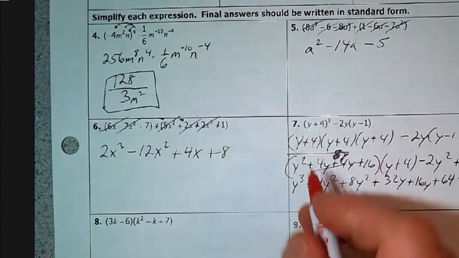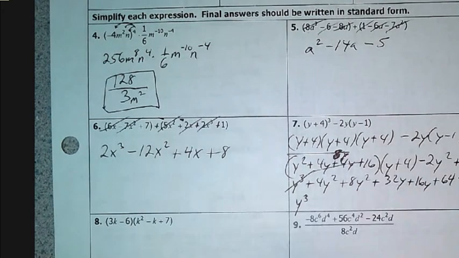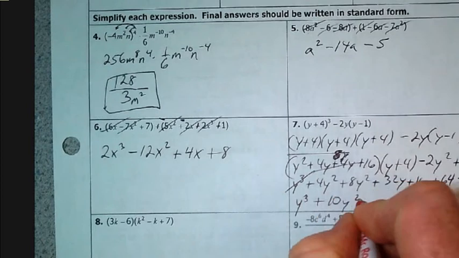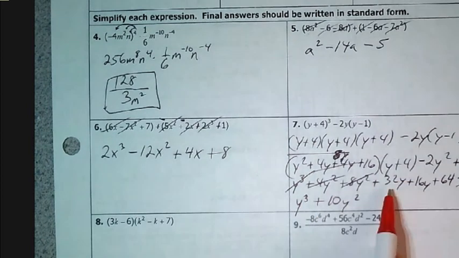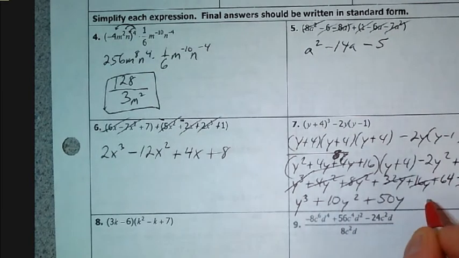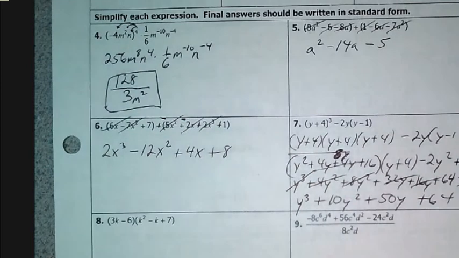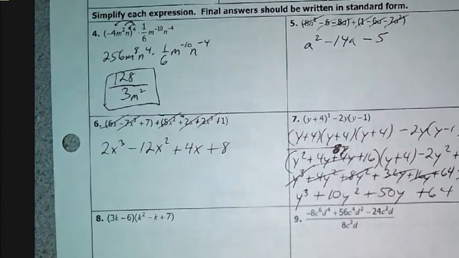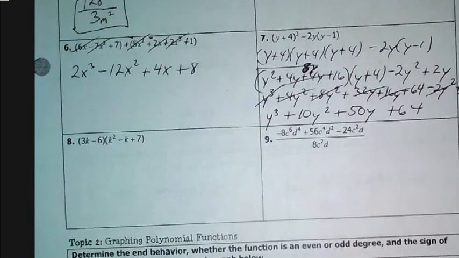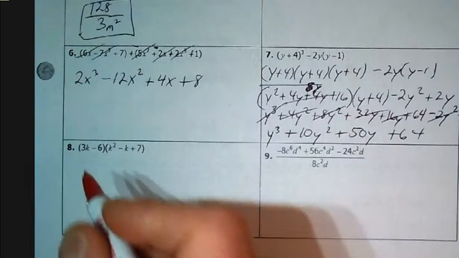Alright, so y cubed is the first term. 4y squared plus 8y squared minus 2y squared comes out to be 10y squared. And then 32y plus 16y plus 2y is going to be 50y. And then plus 64. So it's not hard, it's just tedious, a little bit time consuming, a little bit space consuming. Alright, number 8. You can do the same thing here.